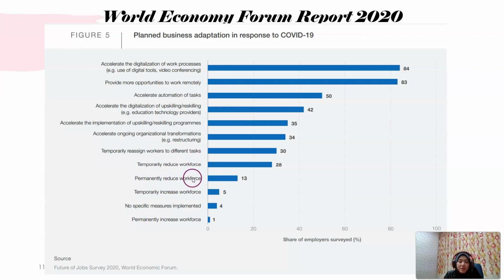And then a permanently reduced workforce, a temporarily increased workforce. Some of it, you need to increase the workforce, for example in terms of delivery, food delivery. So some of the positive effect is we have new jobs increasingly. And then no specific measures implemented, a permanently increased workforce. So these are the findings from the survey.